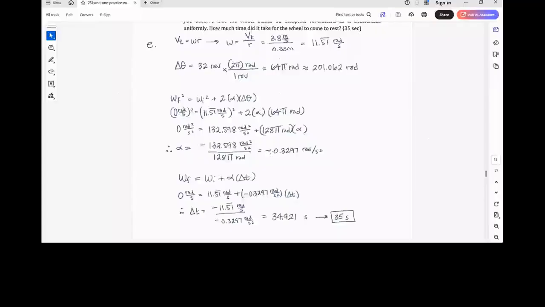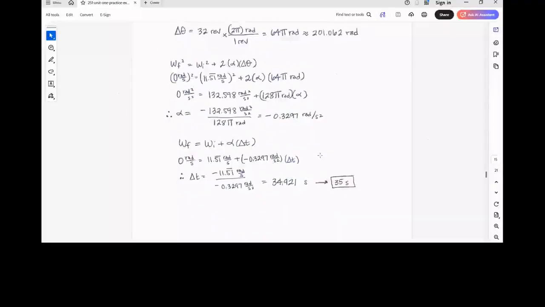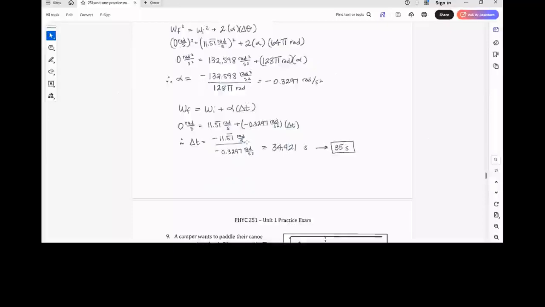And when I do so, I get a negative, just as I would expect, because the wheel's not speeding up, so it's slowing down. This value is about 0.3297 radian per second squared. Now I can plug that into another kinematic equation.